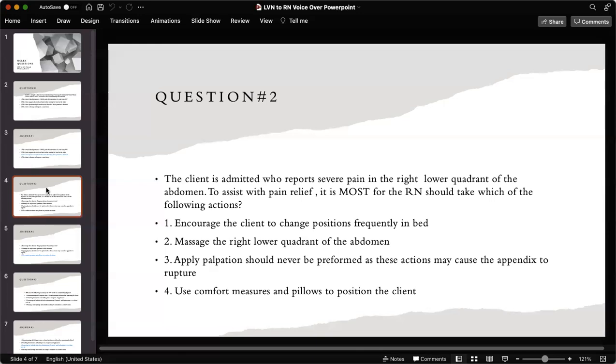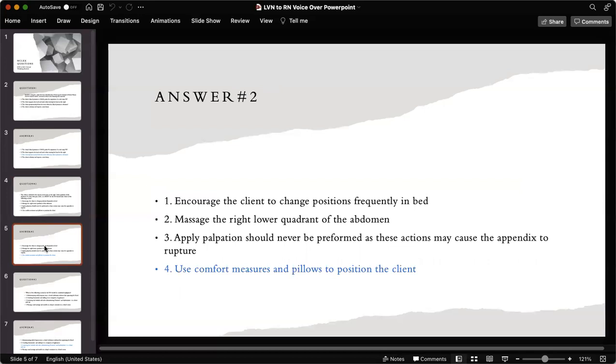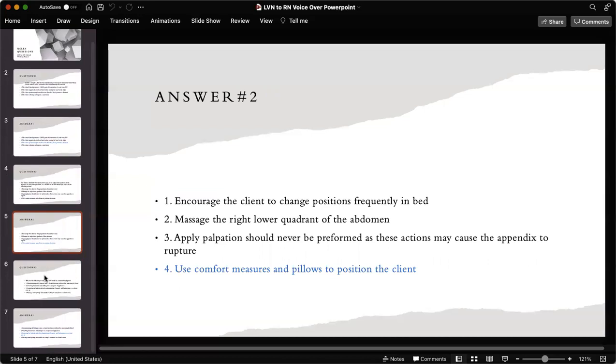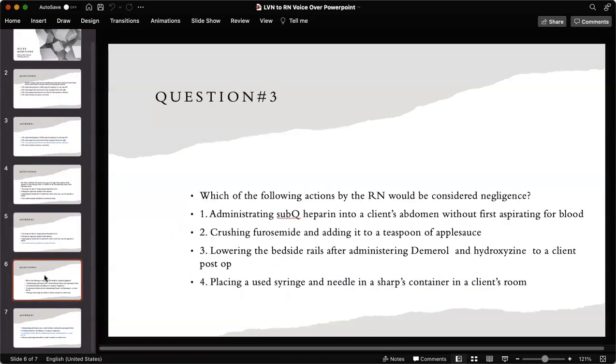Then if we look at number 1 and number 4, they're very similar. However, one is more specific. Use comfort measures and pillows to position the client. So we're actually listening to our patient. They're telling us what's helping with the pain, and I am able to assist with pain relief in the immediate until we get the orders to do further. So the answer here would be number 4, use comfort measures and pillows to position the client. I really like that question because I think it has a lot to do with critical thinking.